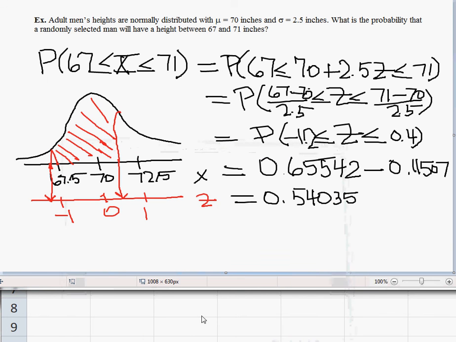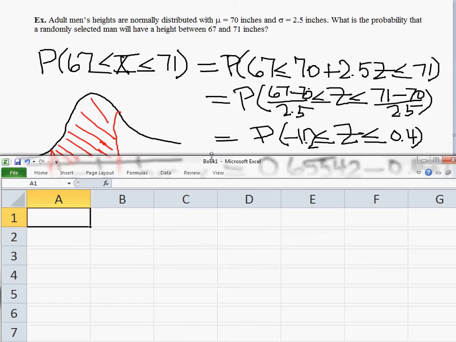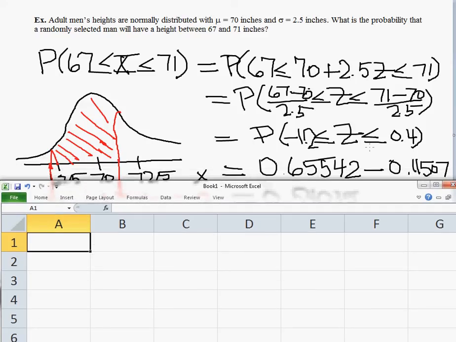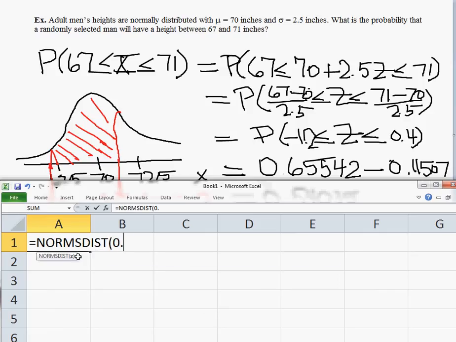The second way of doing the problem would be to use Microsoft Excel, which I'd like to demonstrate here. So if I want the area to the left of 0.4, I would type in equals NORM.S.DIST of 0.4. And that would be the area to the left of 0.4, and that, not surprisingly, matches what we found on the table.